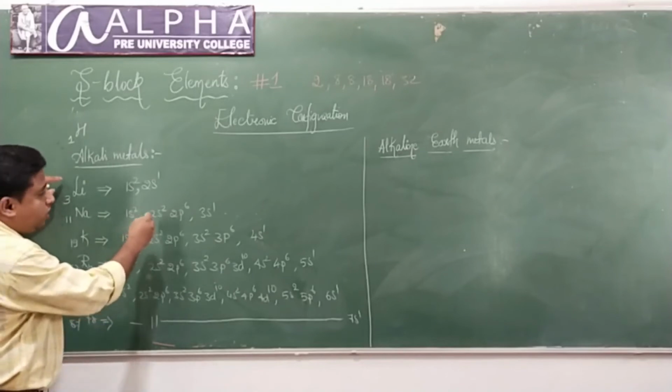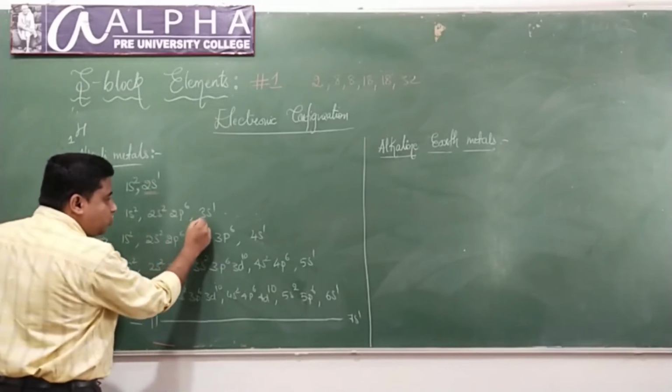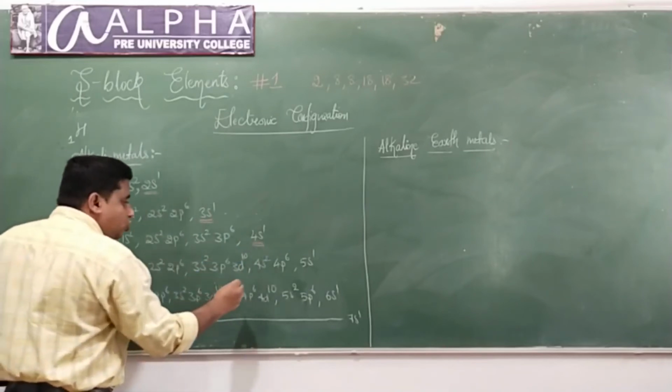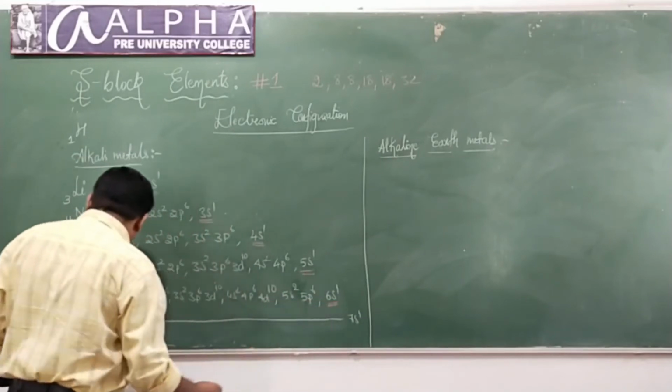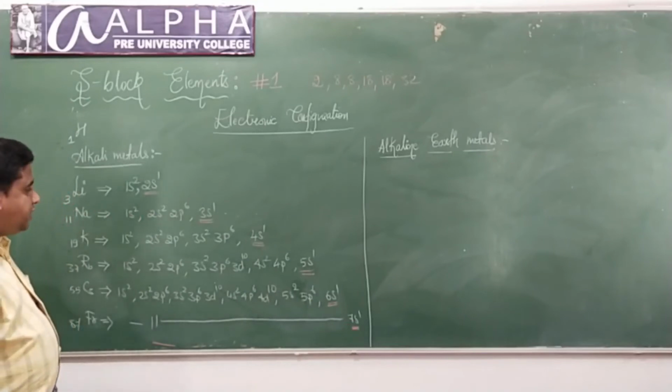The valence electronic configuration of lithium is 2s1. The valence electronic configuration of sodium is 3s1. Potassium 4s1, rubidium 5s1, cesium 6s1, francium 7s1. That is the valence electronic configuration, isn't it?